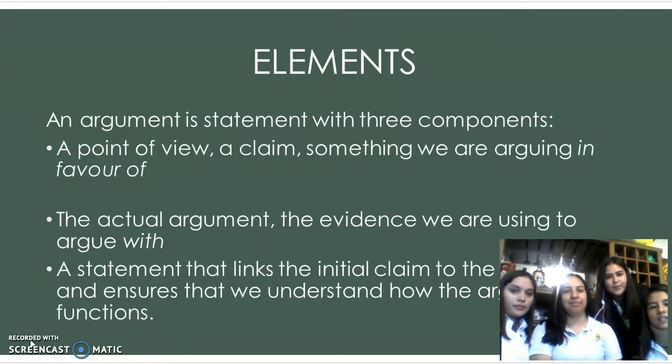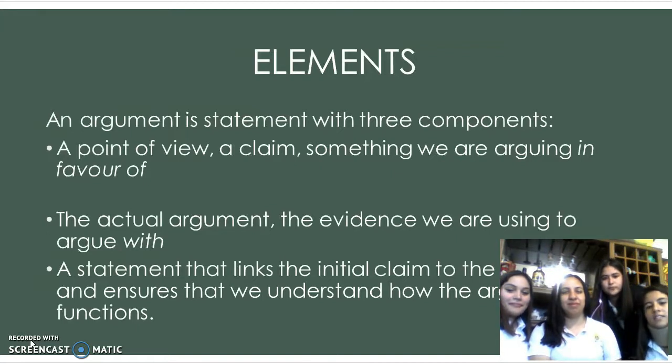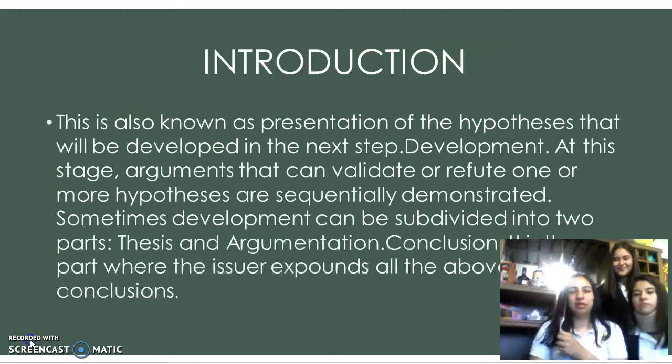An argument is a statement with three components. A point of view, a claim, something we are arguing in favor of. The actual argument is the evidence we are using to argue with. A link connects the initial claim to the argument and ensures that we understand how the argument functions.